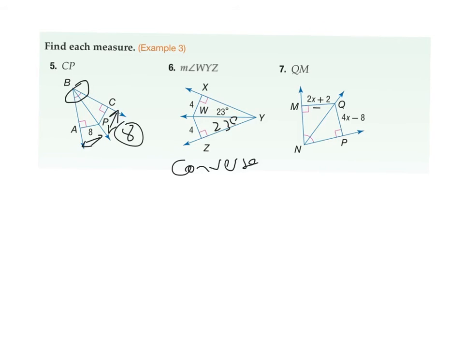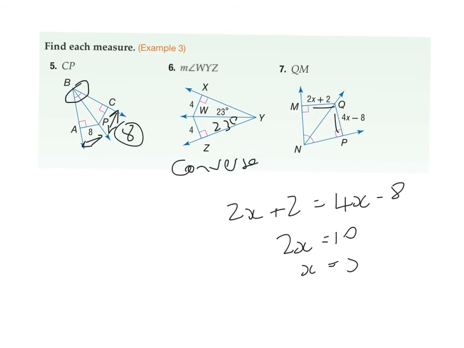Alright, question 7. Go back to question 5. These two lengths from here to here and here to here must equal each other. So you've got 2x plus 2 must equal 4x minus 8. Okay, so solve. So I'm going to subtract 2x and I'm going to add 8. So 2x is going to equal 10. So x is going to equal 5.